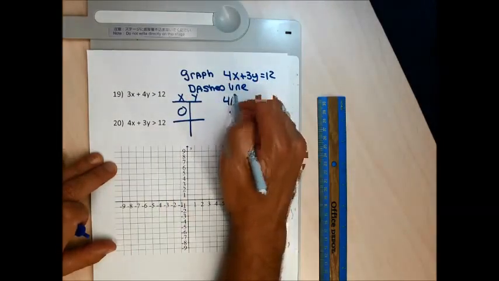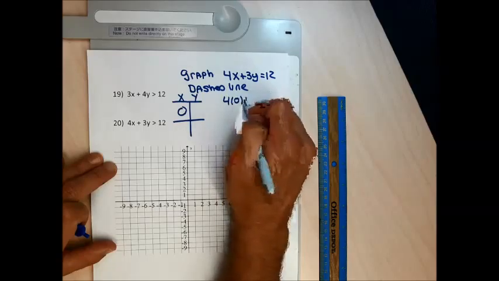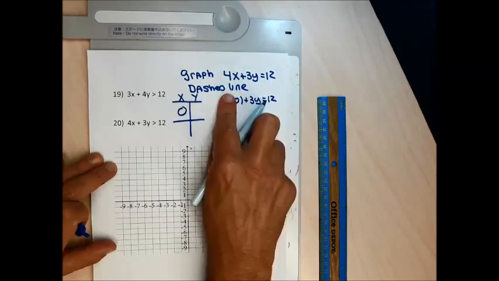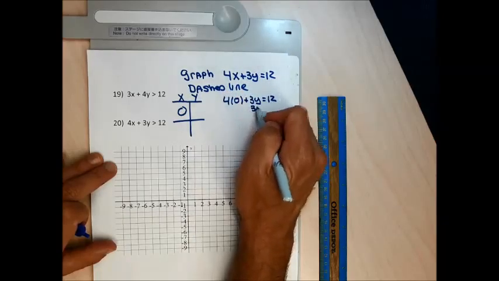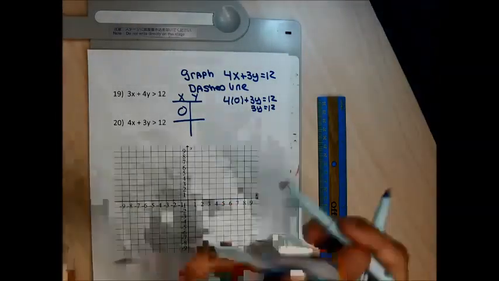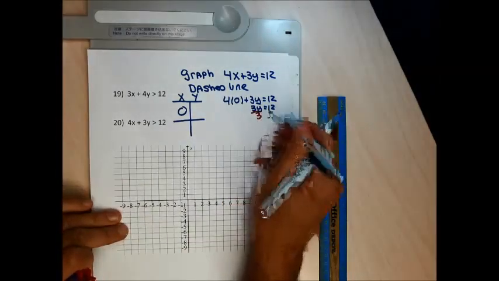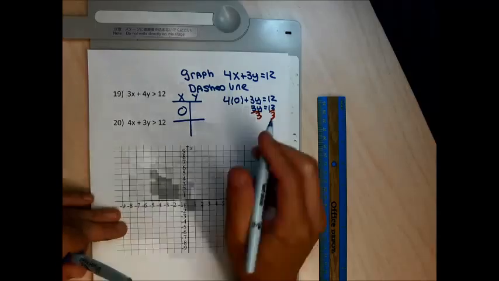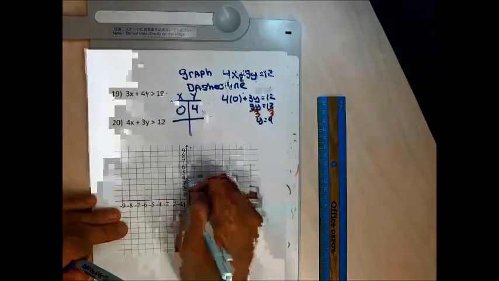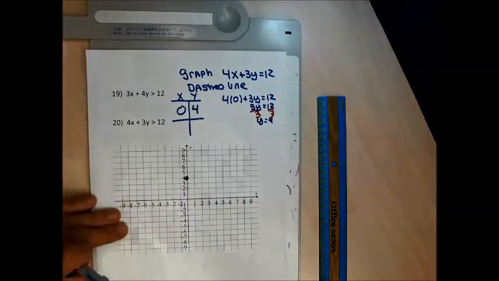So into that equation, I'm going to go 4 times 0 plus 3y equals 12. That's going to be 0, so this is going to give me 3y equal to 12. And then I'll divide both sides by 3 and get y equal to 4. So that's going to give me the point 0, 4. I'm going to plot that on the y-axis.